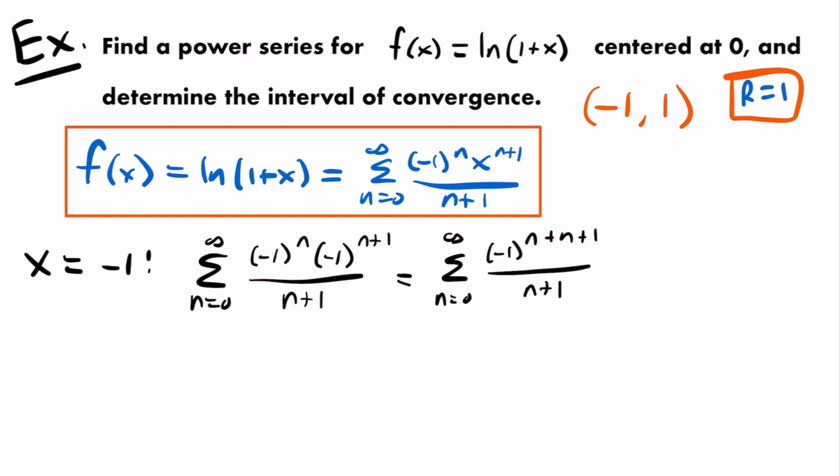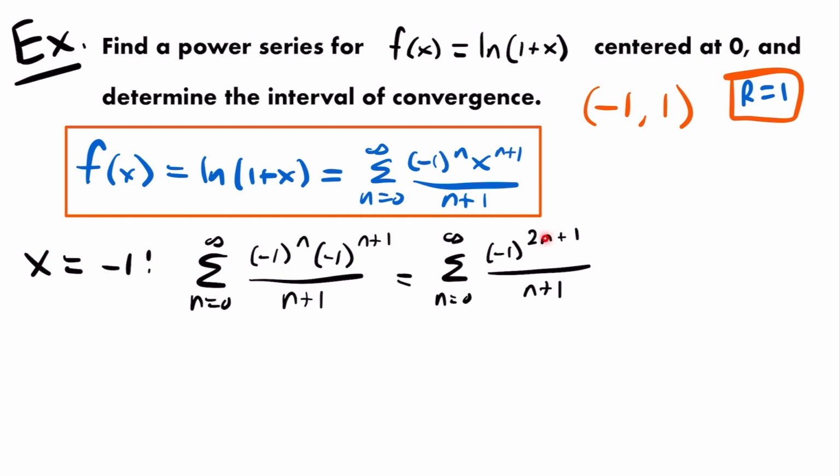N plus n is 2n, so we'd have 2n plus 1. So I'm just going to rewrite that. The power of -1 will be 2n plus 1. And now something interesting is going to happen here. -1 raised to the power of 2n plus 1, that power is always going to be an odd value, right?